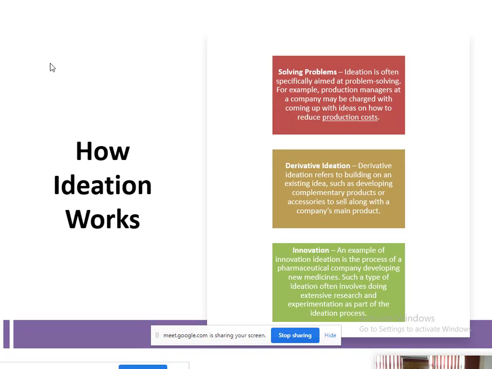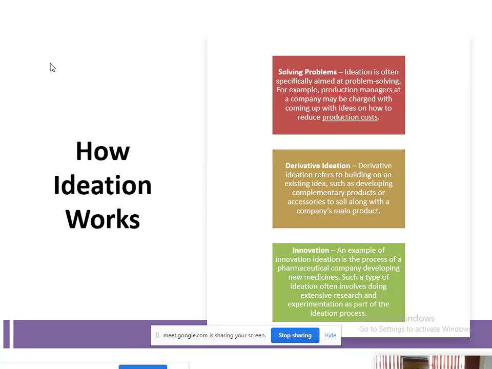Ideation is often specifically aimed at problem solving, and the production managers at a company may be charged with coming up with ideas on how to reduce the production cost. This is a very important parameter: how much we can reduce the production cost. And derivative ideation refers to building on an existing idea. I already told you what innovation is: you are trying to develop a new idea on the existing idea, such as developing complementary products or accessories to sell along with a company's main product.